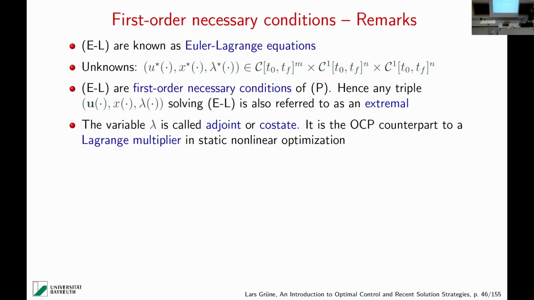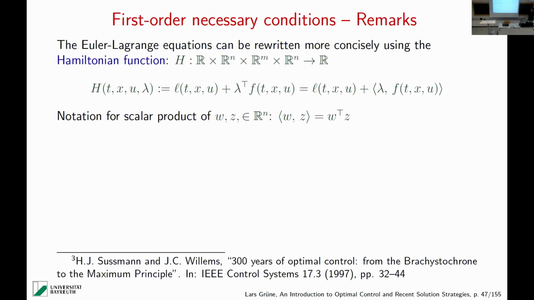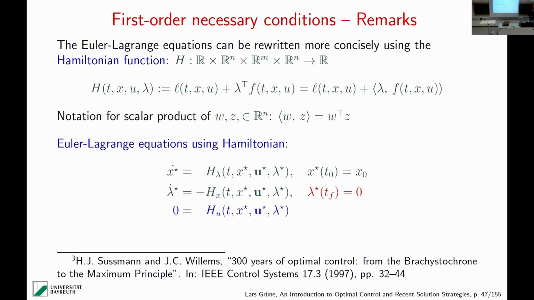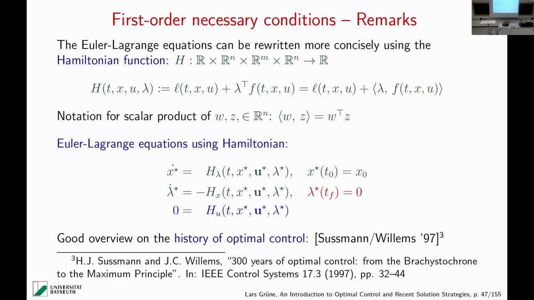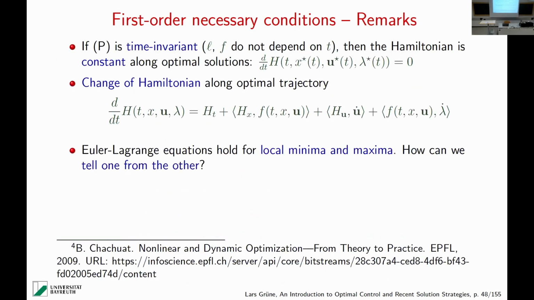We already did that. This is the compact way of writing that using the Hamiltonian, much more accessible, I think. So you define the Hamiltonian, this function up there, and then you can write the differential equations, and also this additional condition, which is essentially a stationarity condition, just via the Hamiltonian.